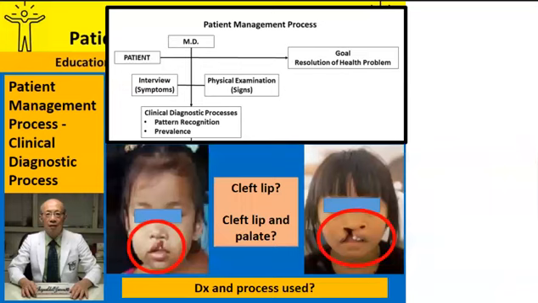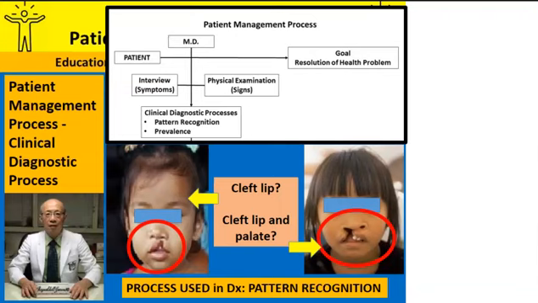Patients presenting with these pictures of mouth defects, who has the cleft lip for a diagnosis, and who has the cleft lip and palate? What is the process used? The one on the left side of the screen has cleft lip because only the lip is involved. The one on the right side has cleft lip and palate because the palate is also affected. The process used is pattern recognition.